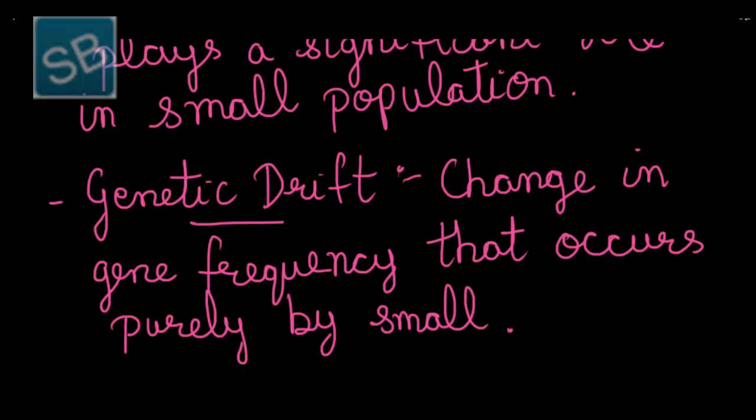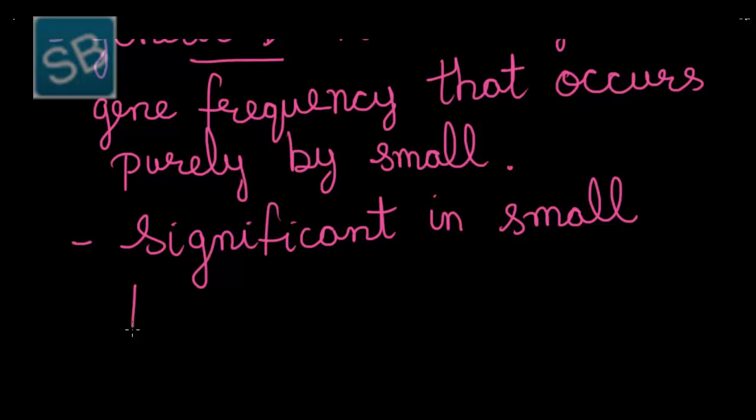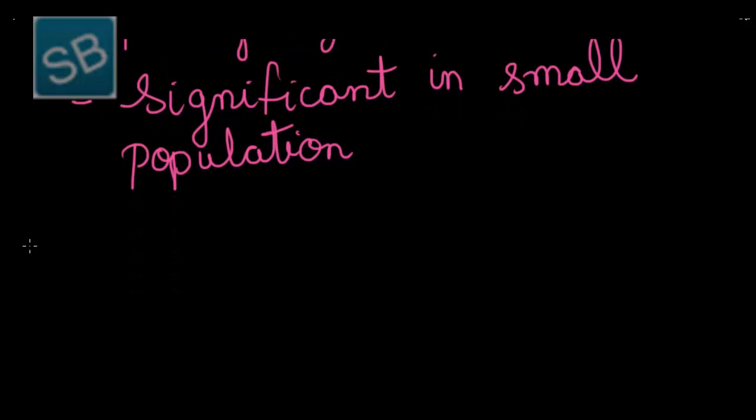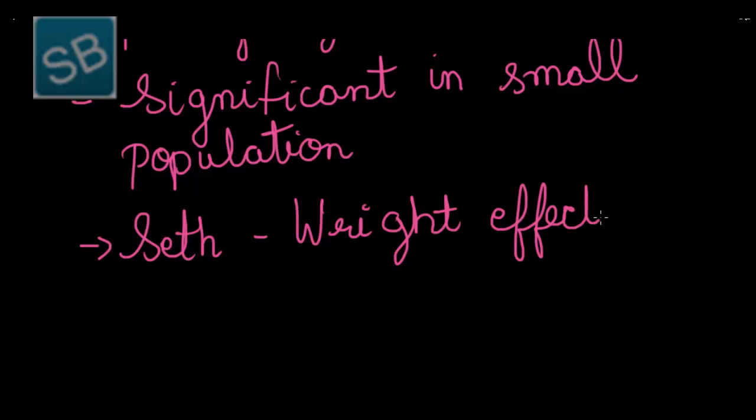Such a genetic drift is significant, that is, it plays an important role in small populations. And therefore we can say that it is not much significant or is insignificant within large populations. And therefore, in order to explain the gene frequency matter within small populations, genetic drift is essential to study. Genetic drift is also known as the Sewall Wright effect, because this matter was described by a scientist named Sewall Wright in 1931. And therefore this genetic drift concept is also known as the Sewall Wright effect.